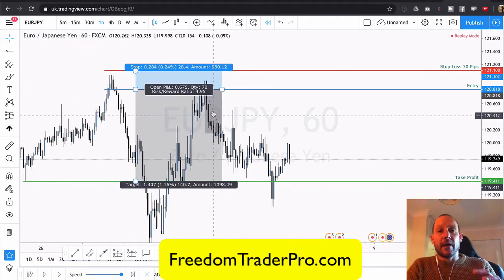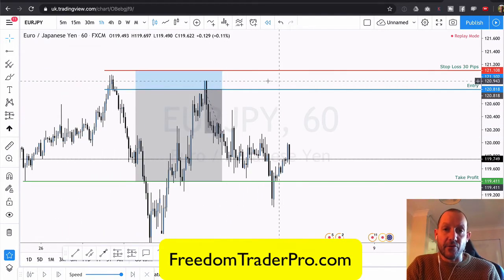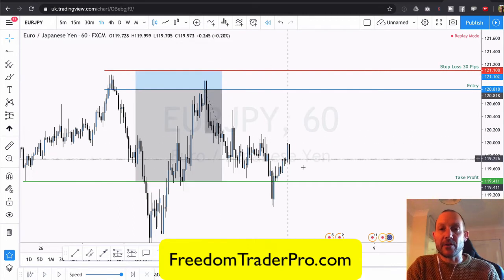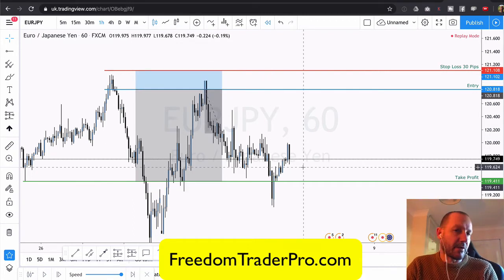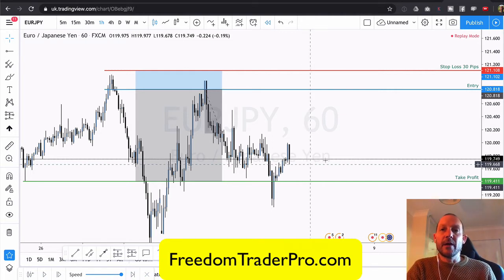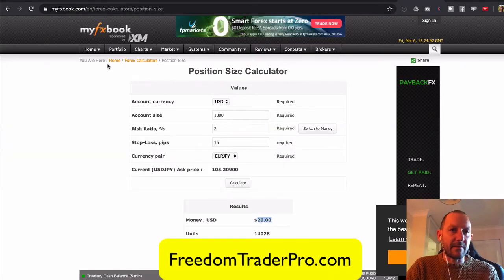So if that trade was a live trade and we had a 30 pip stop loss, that was like 4.8 or something, whatever it is, to 1. So for every 1%, you'd have got 4.8% back. So if you risk 2%, then it would be 9 and whatever it is percent back. Hopefully this has made sense. Use a calculator. There's several out there.